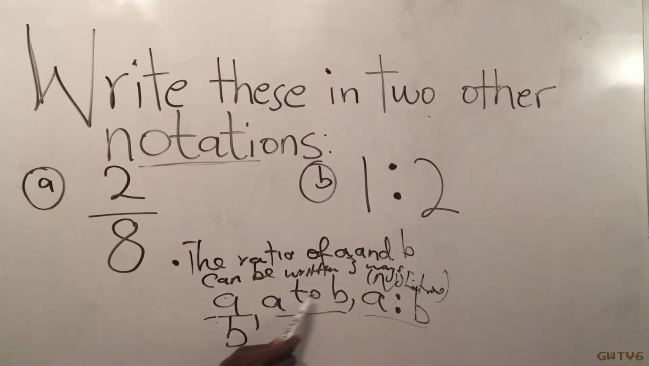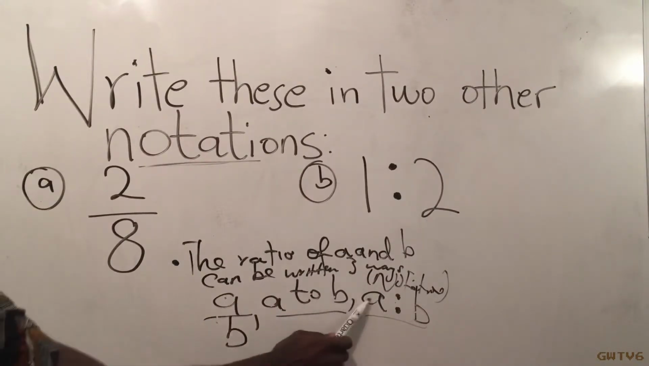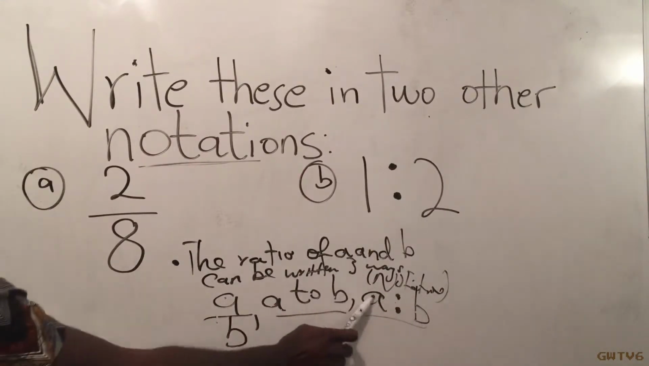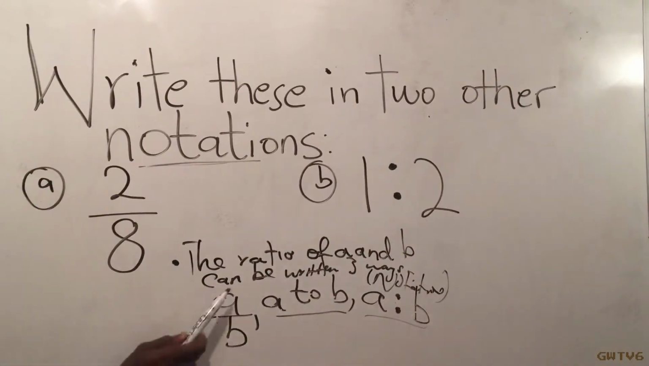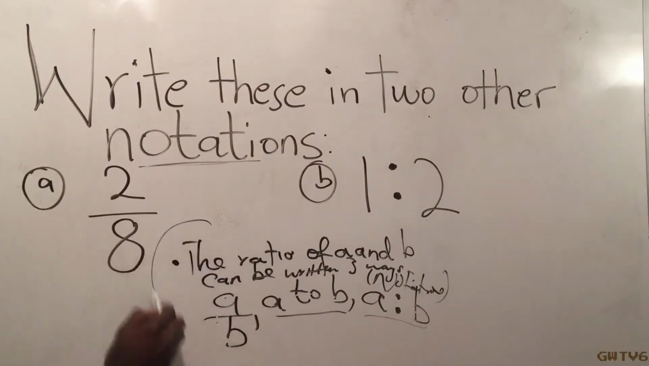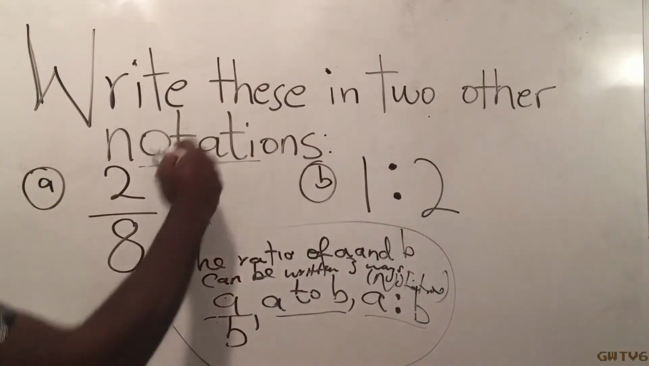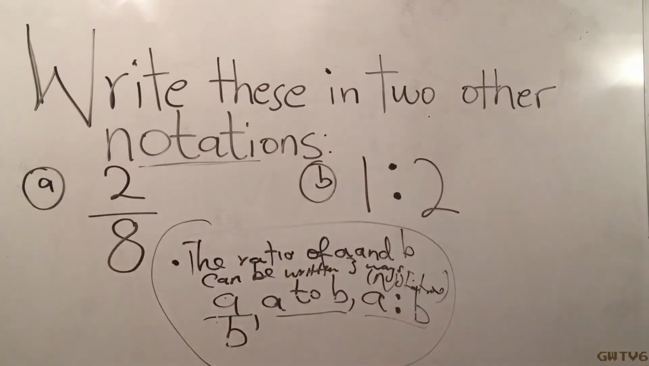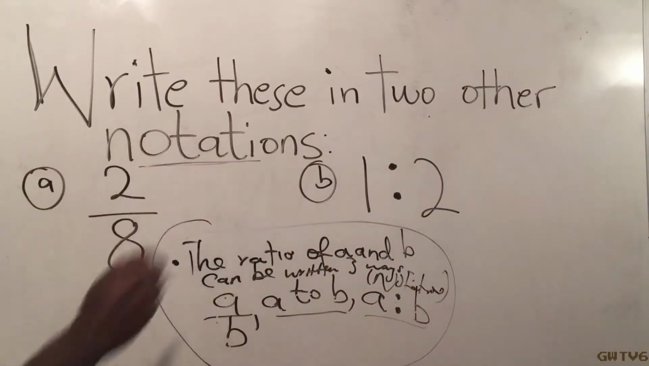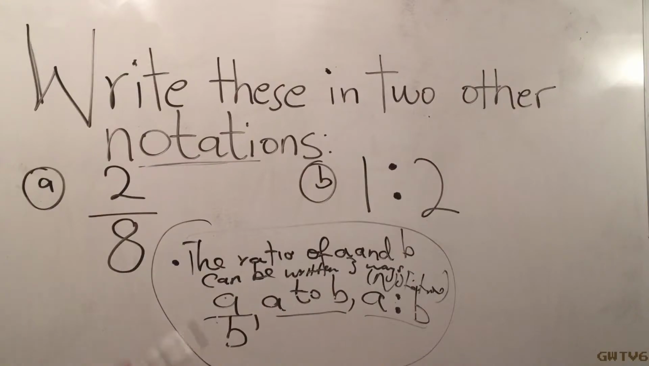Sometimes they'll give you A to B and they'll ask you the other two. It should be A over B and A ratio B. They'll give you A ratio B, they'll ask you for the other two. It should be A over B and then A to B. So as long as you remember this right here, this question is very easy. You're probably saying, I still want to be able to do this question right here. Well, don't worry, I'm going to show you.